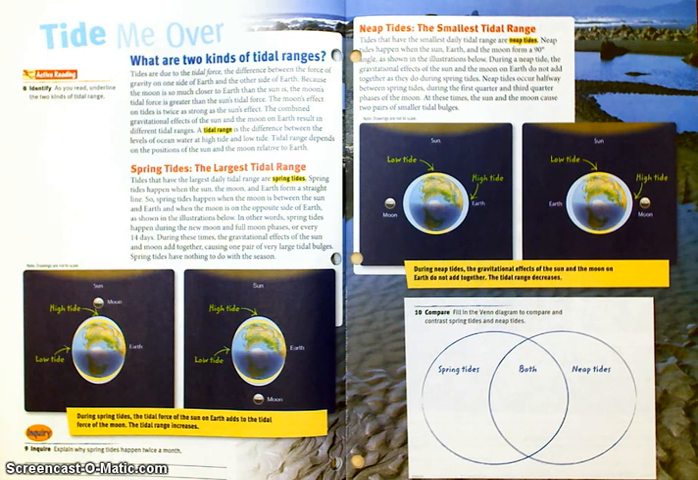All right, I'm now on page 252. What are two kinds of tidal ranges? Tides are due to tidal force, the difference between the force. Because the moon is so much closer to Earth than the sun is, the moon's tidal force is greater than the sun's tidal force. The moon's effect on tides is twice as strong as the sun's effect.